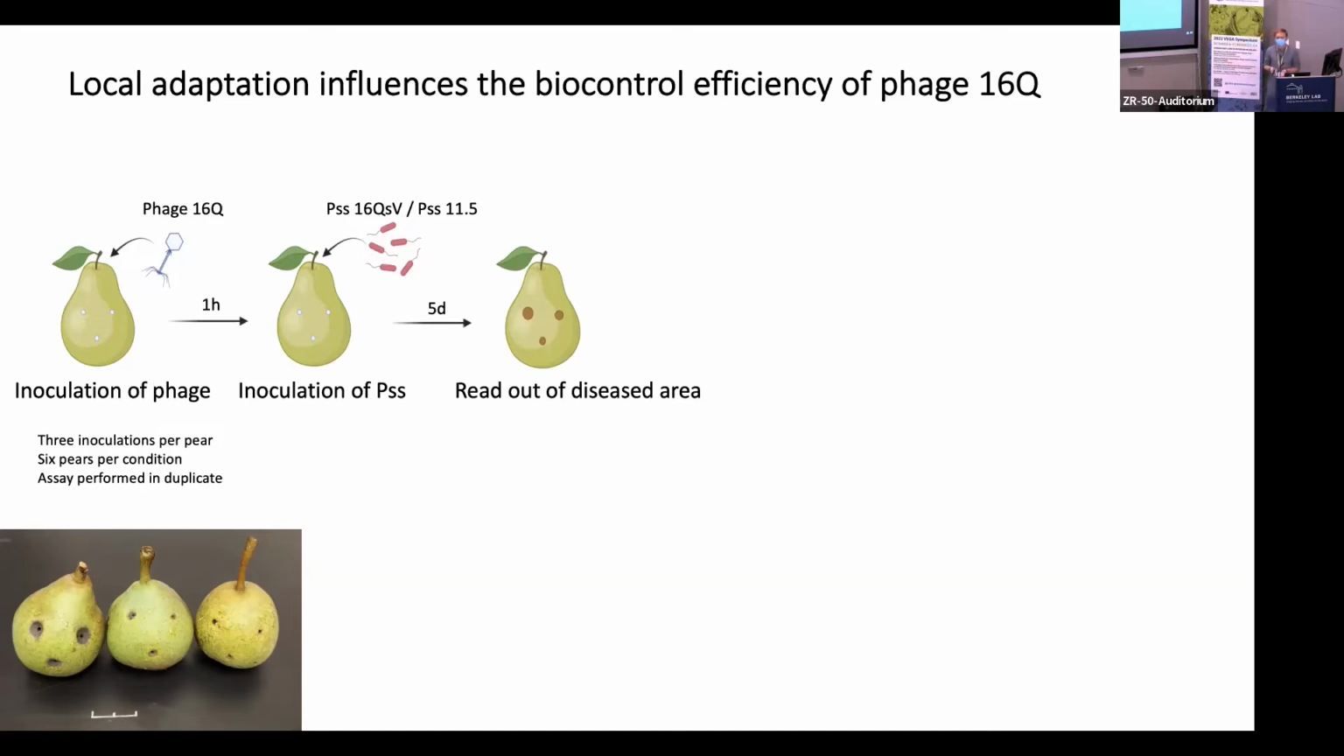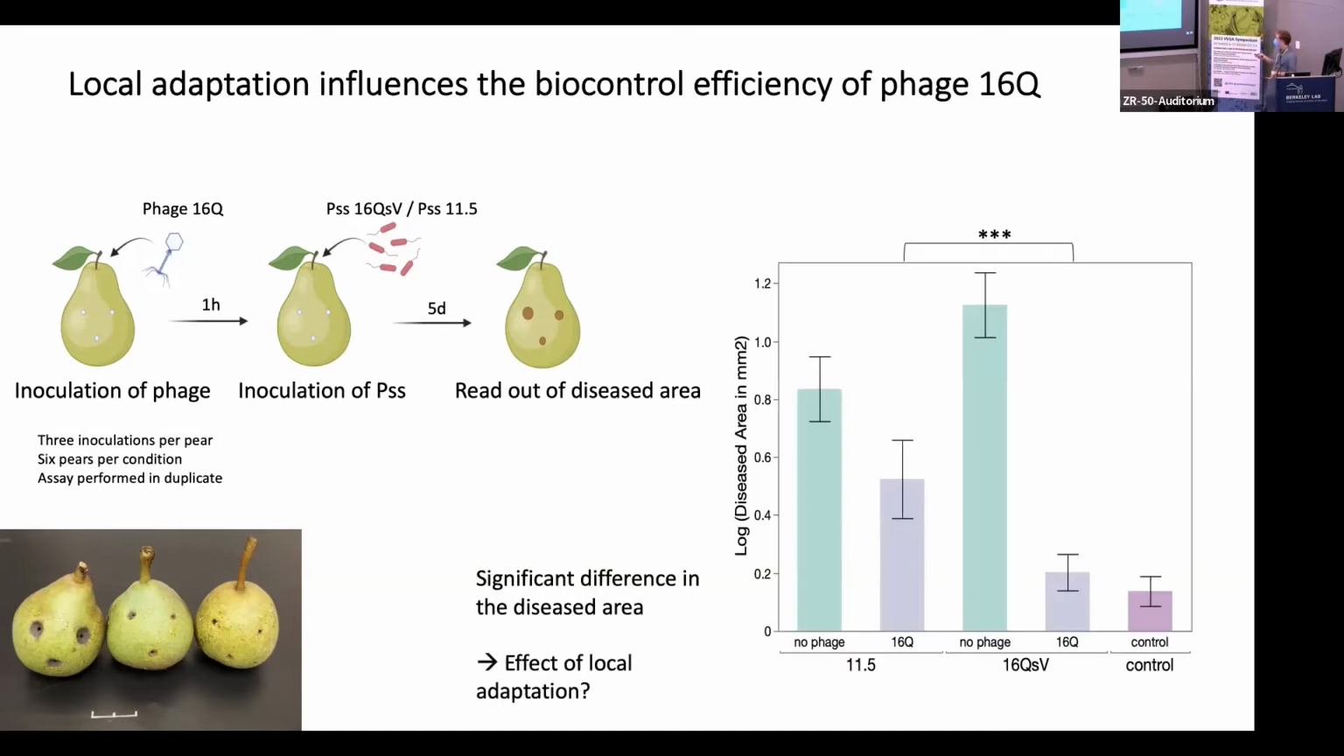If we then read this out in practice, we get this. Over here, we have our control condition, which is just the buffer condition. We have a little bit of browning of the tissue, which is due to oxidation, which is quite normal. Remember, if you cut open a pear or an apple, it becomes brown. This is basically the same principle. Then over here, we have our allopatric strain 11.5 and our sympatric strain 16QS5.